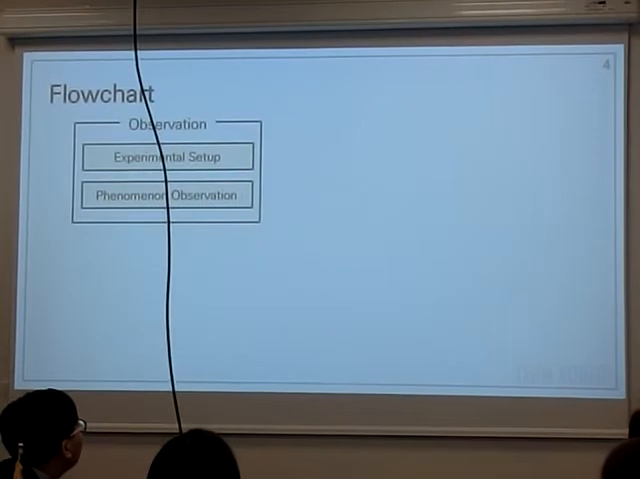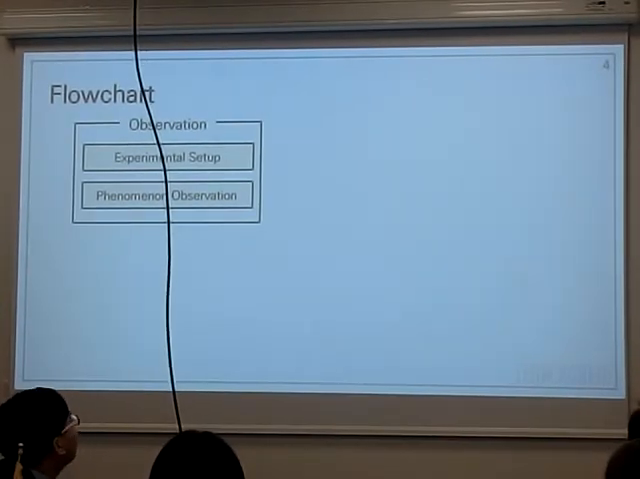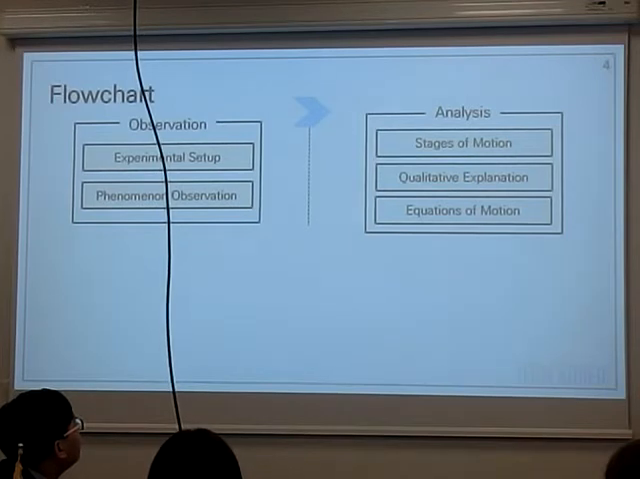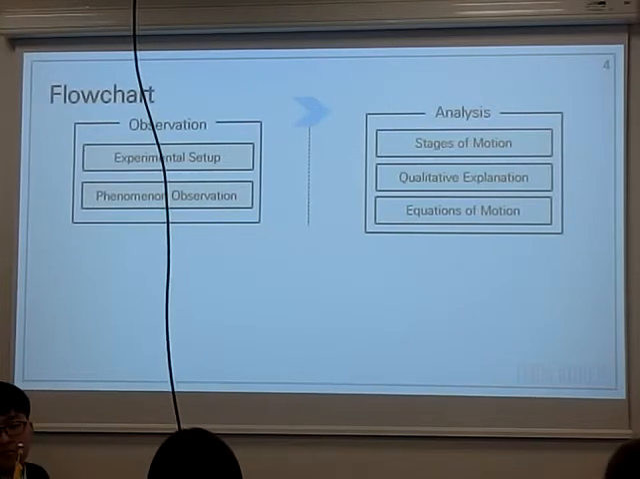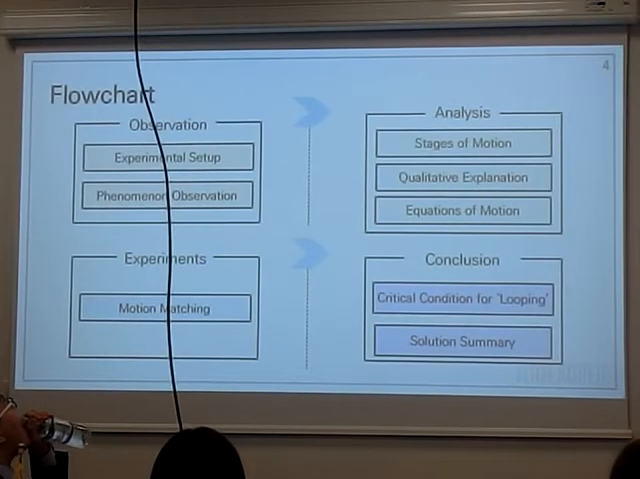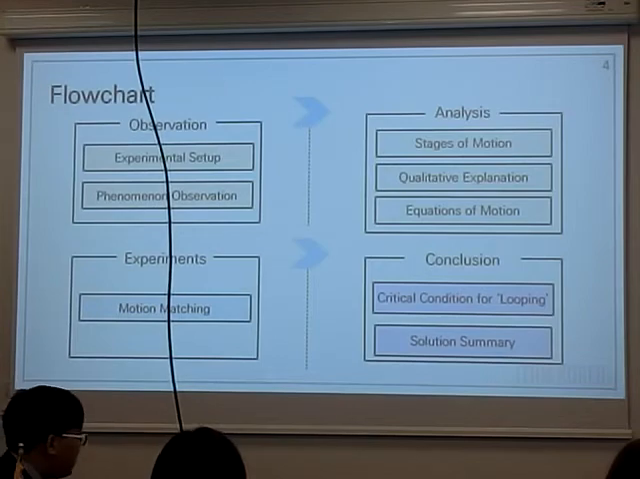So this is the brief flowchart for our presentation. First, for the observation, I will start with my experimental setup and then discuss our key observations about the phenomenon. Second, I will move on to analyze the motion. We will divide the motion into two stages and give a qualitative explanation of the stage transfer between these two stages. And then finally, we derive the equations of motion governing these two stages. For the experiments, we will be matching our theoretical simulation to our experimental data, and more information will be given in these further experimental sections. Now, for the conclusion, we will discuss the critical condition for looping that we will define, and then summarize my solution.